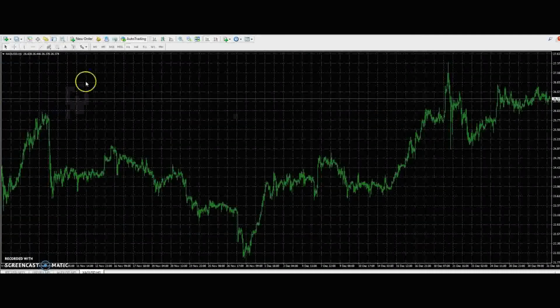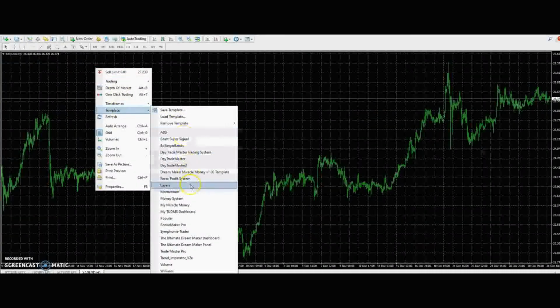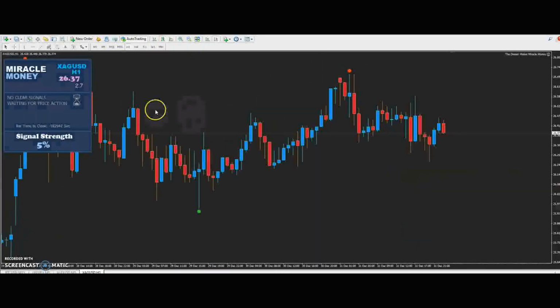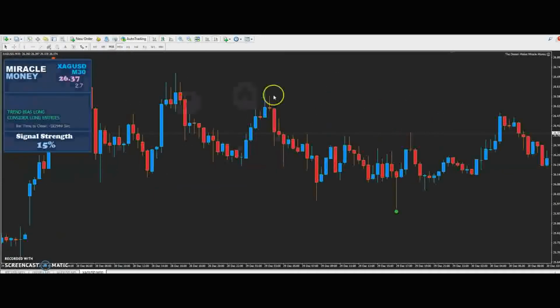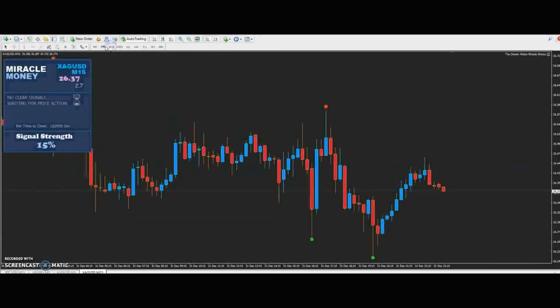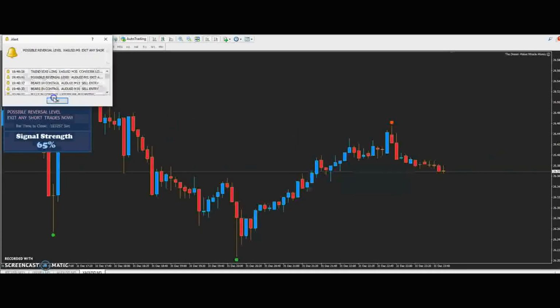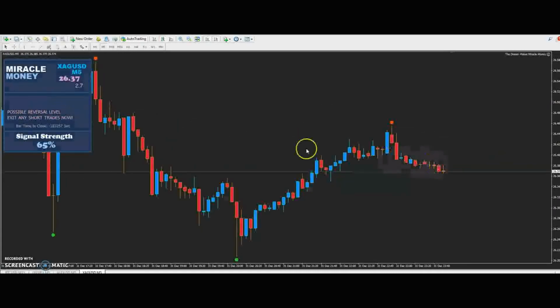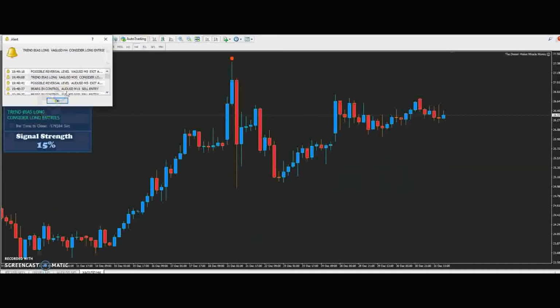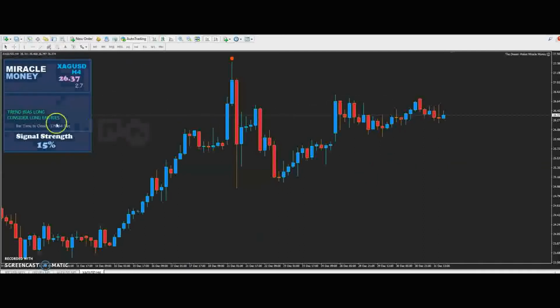Let's look at silver. As you can see, no clear entry, so you'll wait. Trend bias long, consider long entry. Possible reversal level, exit any short trades. So, clear entry, trend bias long, consider long entry. Just a few things that you will see.